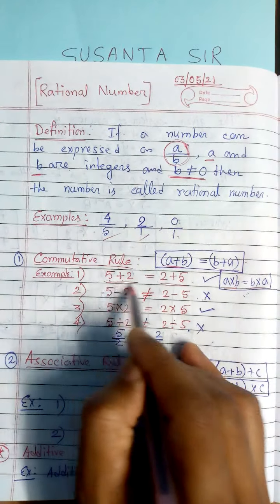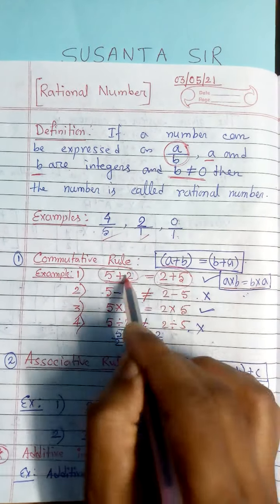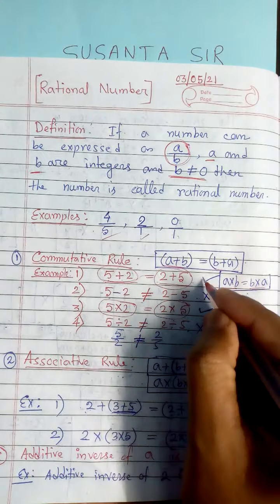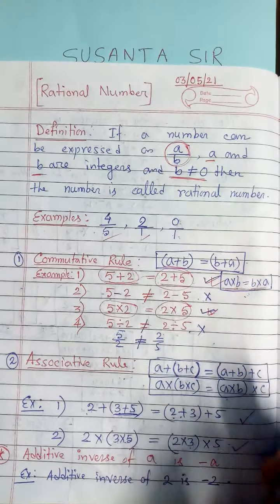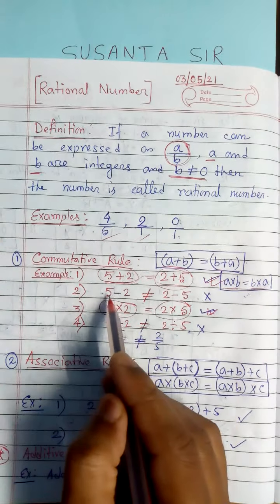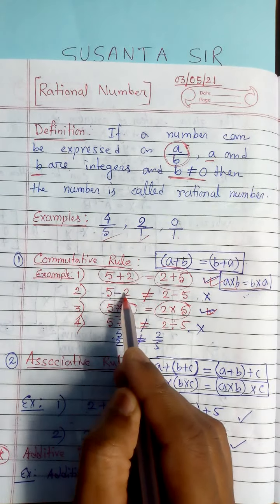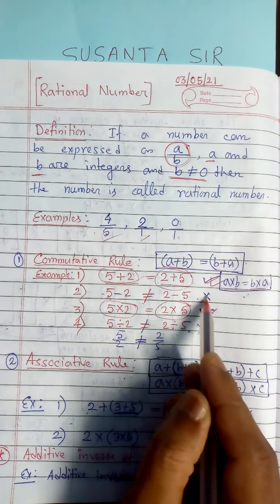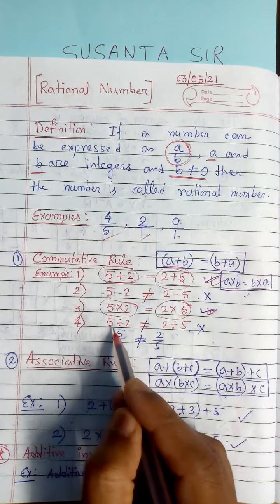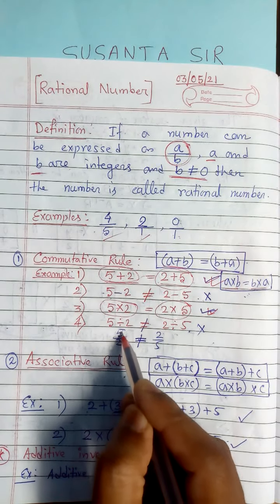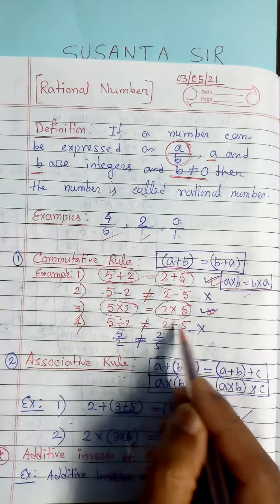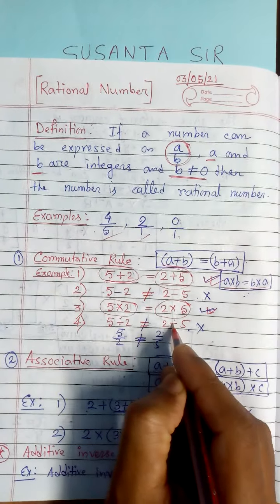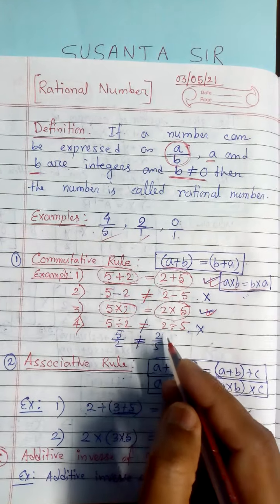See the example, 5 plus 2 and 2 plus 5 are the same, both are 7, as well as 5 into 2 and 2 into 5 is also the same. That means the commutative rule is satisfied for these two. But if you see subtraction, 5 minus 2 is 3, but 2 minus 5 is minus 3. Both are not equal, therefore it is not a commutative property. Similarly for division, 5 divided by 2 means 5 by 2, and 2 divided by 5 means 2 by 5. These two are not the same, that means division also does not satisfy the commutative rule.